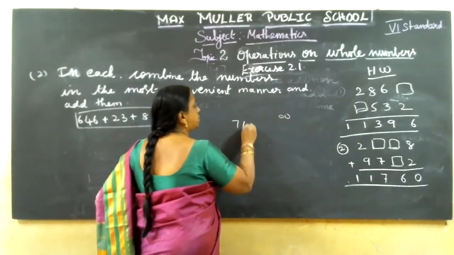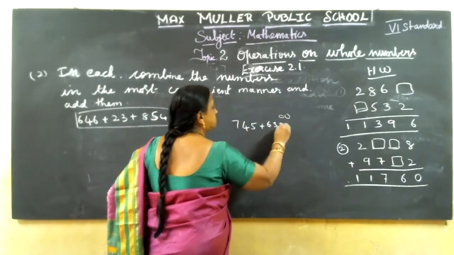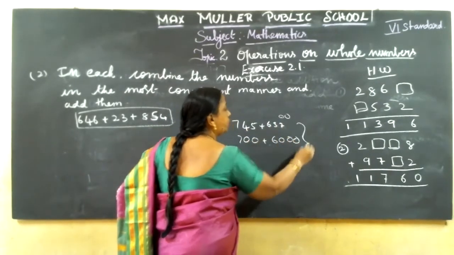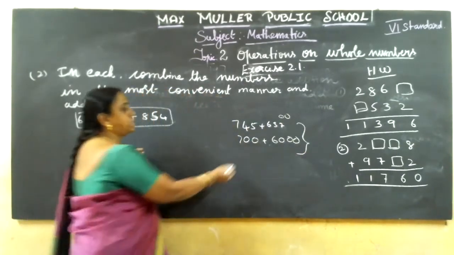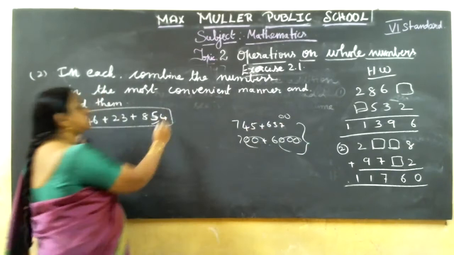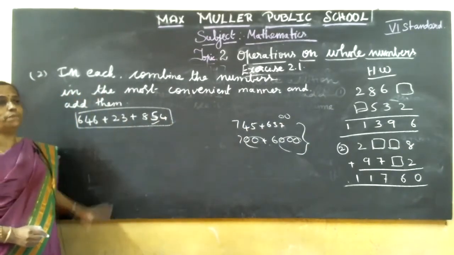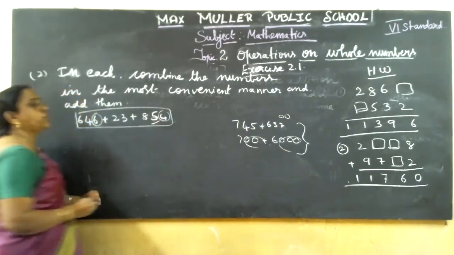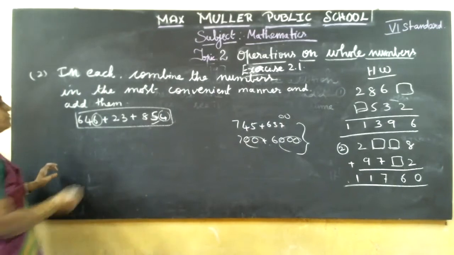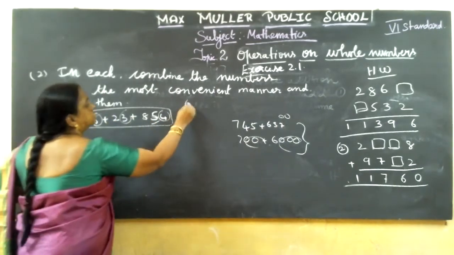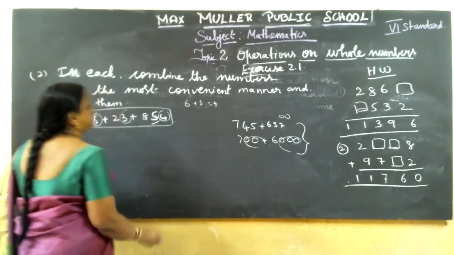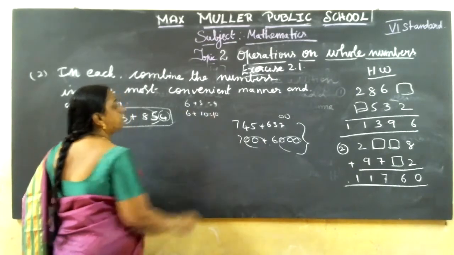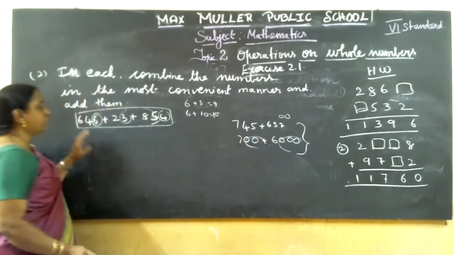See, for example, 745 plus 367, or you can do 700 plus 6,000. Is it easy? Which sum do you feel is very easy? When 0 comes, it's very easy, no? So you can arrange this sum also in the same manner, in a convenient manner. For that you should see the unit place. Which two numbers, if you add, will give 0 in unit place? For example, 6 plus 3, you will get 9 in unit place. But 6 and 4, if you add, you will get 10 in unit place. So 0 comes in unit place. So you can arrange like this.